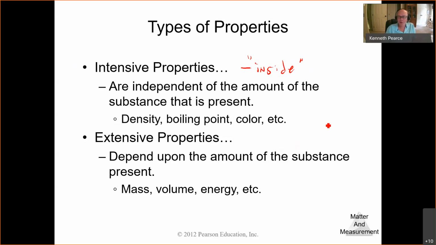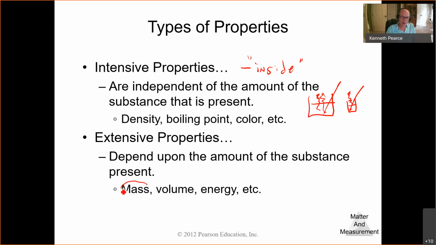A boiling point, does it matter if you have a lot of stuff boiling or a little bit of stuff boiling? Well, guess what? If you measure the temperature here, it's going to have the same boiling point. Color, does it matter if you have a bunch of it or a little bit of it? If I have like a pound of gold or I have an ounce of gold, it's still going to be golden yellow. But extensive, though, depends on how much you have.